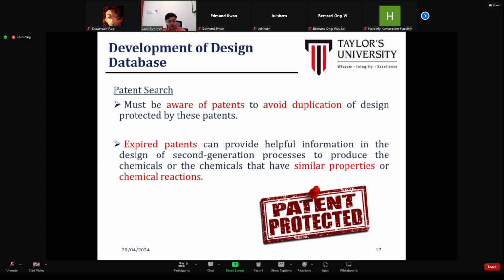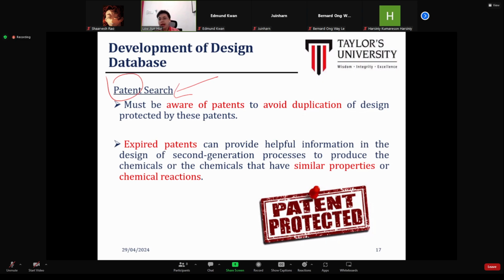Also, we can try to get relevant data, for example, from existing chemical plants used by our competitors or the industry, from patents. This one we call patent search. So what is patent search? Let's say some of your competitors have come out with a new chemical plant design, and they apply intellectual property, IP, to protect their design.